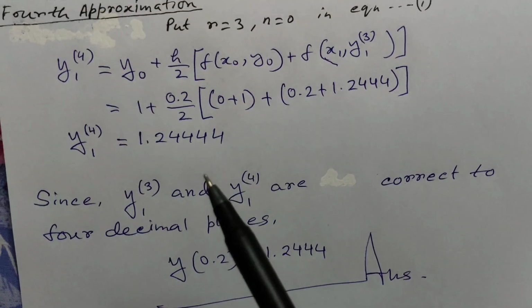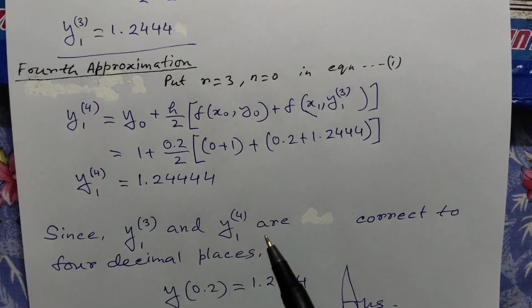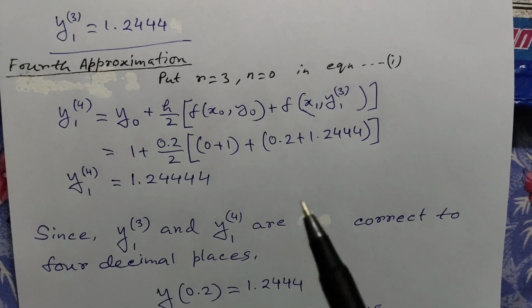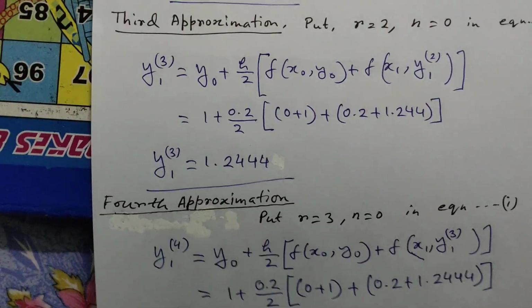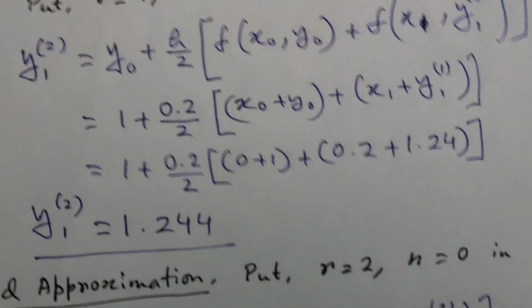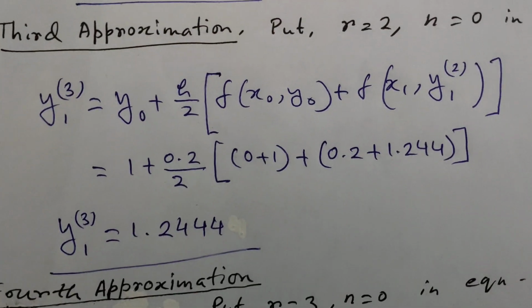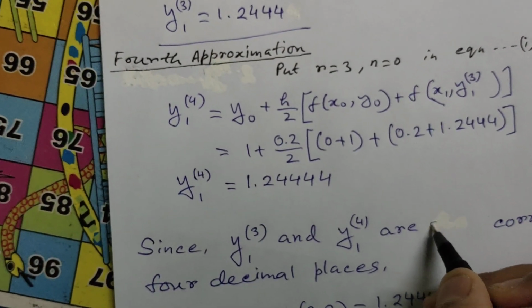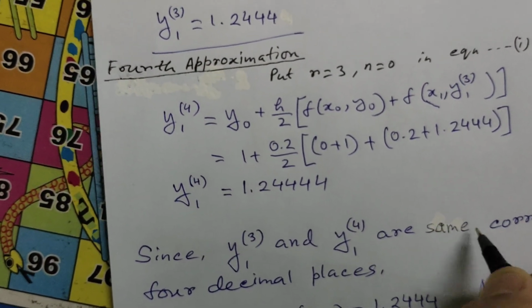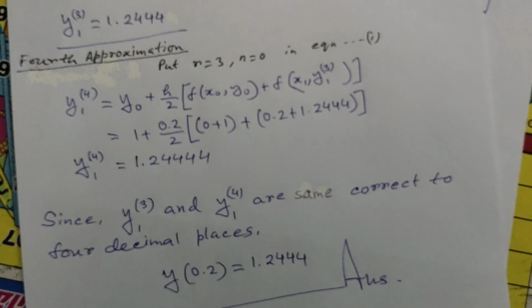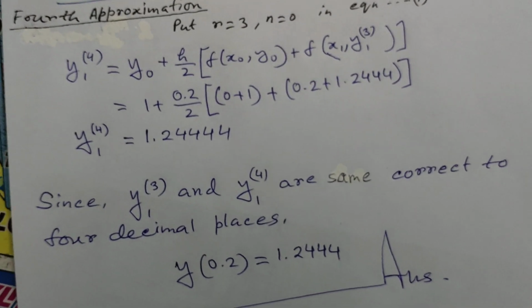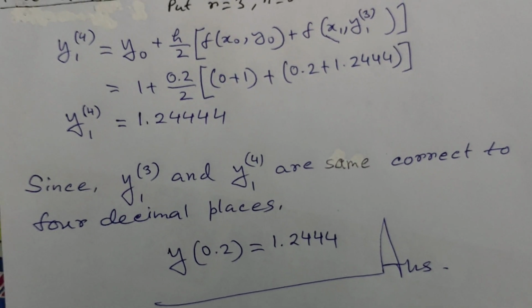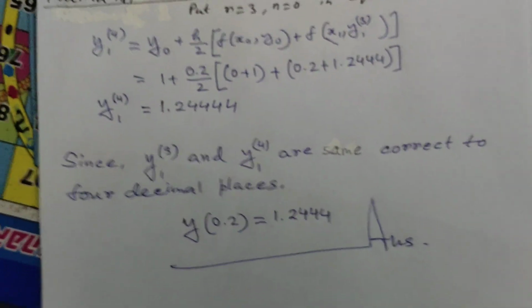So since y1^(3) and y1^(4) are the same correct to 4 decimal places, y(0.2) equals 1.2444. Okay, and this is the answer.